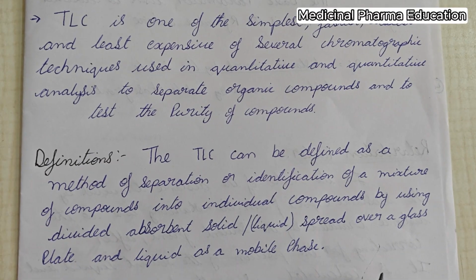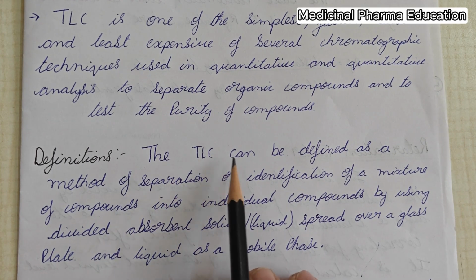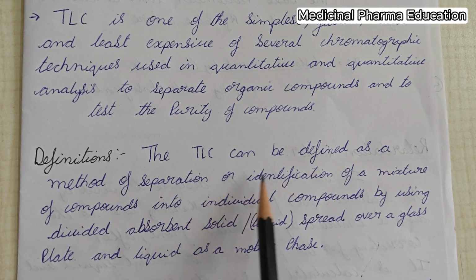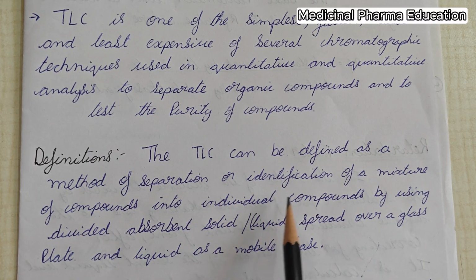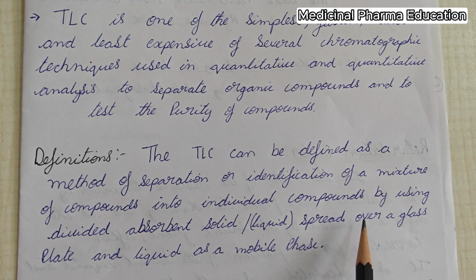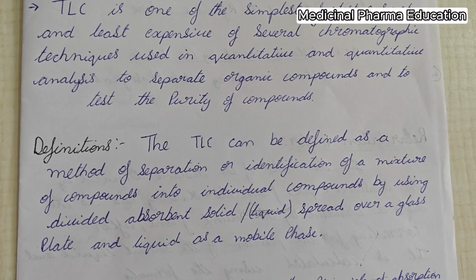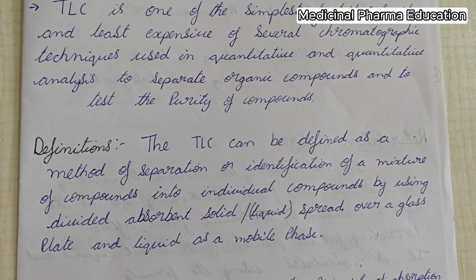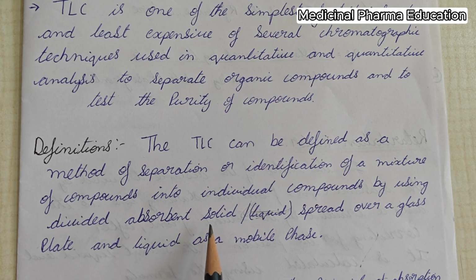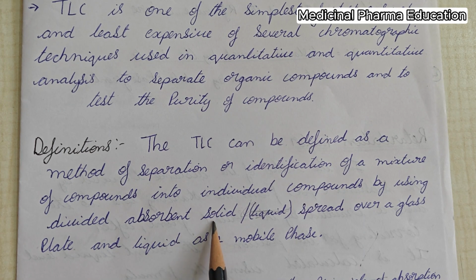Let us start with the definition. TLC can be defined as the method of separation or identification of a mixture of compounds into individual components by using a finely divided adsorbent solid spread over a glass plate, and a liquid as the mobile phase. Only solid is used on the plate. So we use this method for separation or identification of the mixture of compounds into individual components.